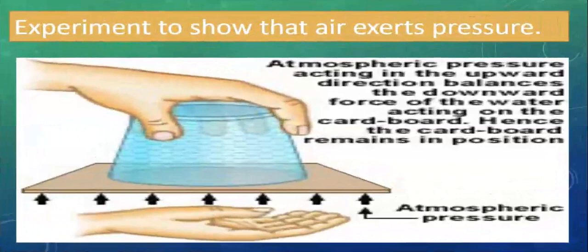Do you know why this happened? And what kept the cardboard piece stuck to the glass? Children, it is the air pressure. The atmospheric pressure acting in the upward direction balances the downward force of the water acting on the cardboard. Hence, the cardboard remains in position. Isn't it magical, children? I hope you all have understood this experiment.